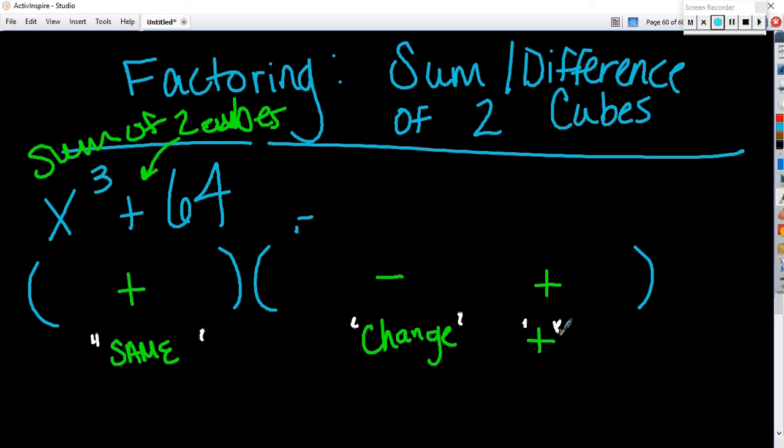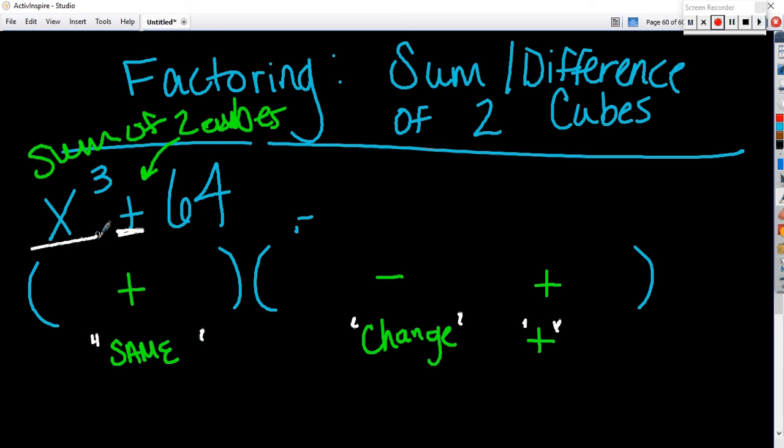The third one has to be a plus no matter what. Even if this is a minus here, the third one's a plus. The second one's gotta be a minus if it's a sum of two cubes. If this was x cubed minus 64, then it would be minus plus plus. All right, you go ahead. Same change plus.